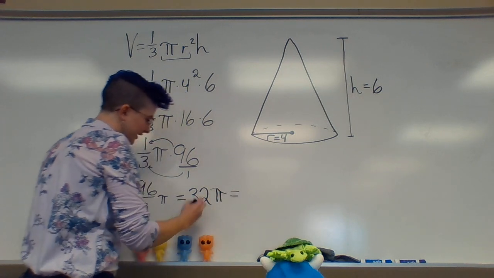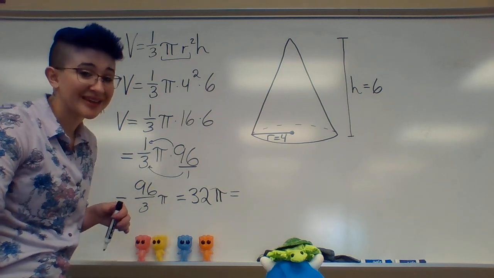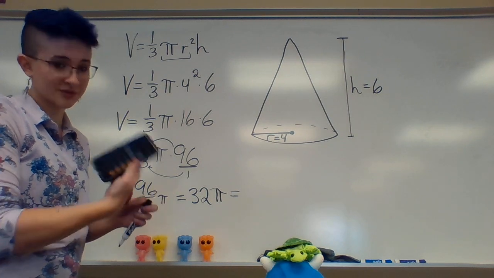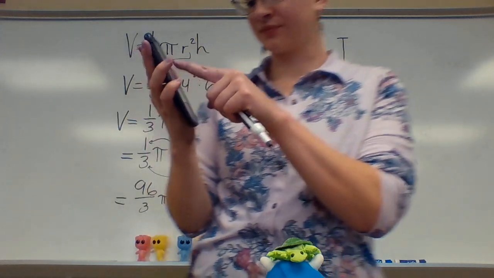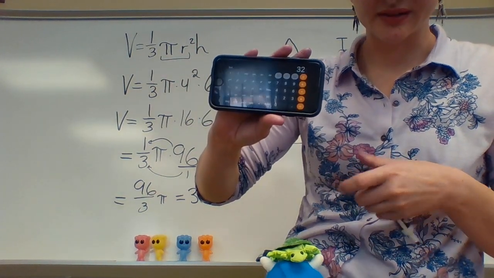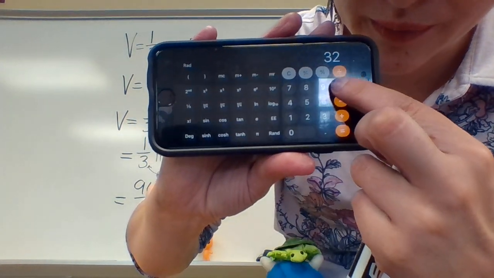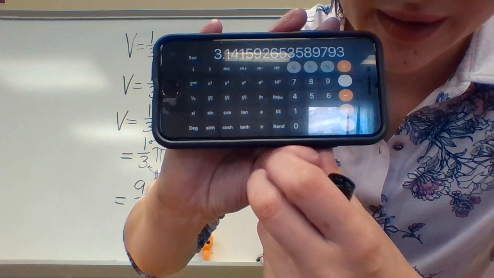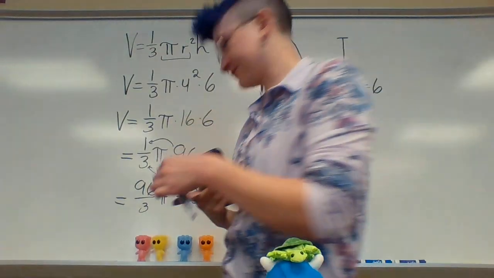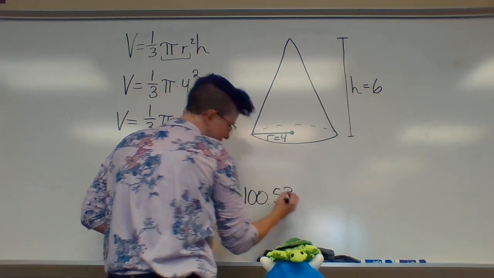Okay? So again, for the most part, your teachers are just going to have you leave the pi, but if you have access to a calculator, then you're going to go to your calculator. Okay? 32. Access calculator, turn it sideways. Or if you don't have to, good for you. And then we're going to multiply by pi. Equals 100.53. There you go.